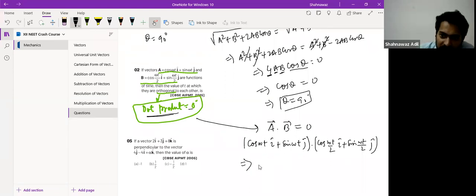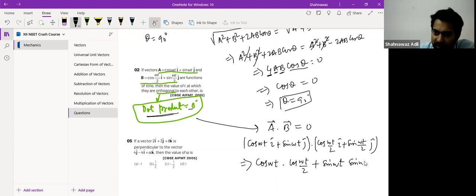So this will be cos omega t into cos omega t by 2, and I dot I is 1. This is the scalar product, and you can't have a vector here. And the second term will be sine omega t into sine omega t by 2, and the whole thing is equal to 0.